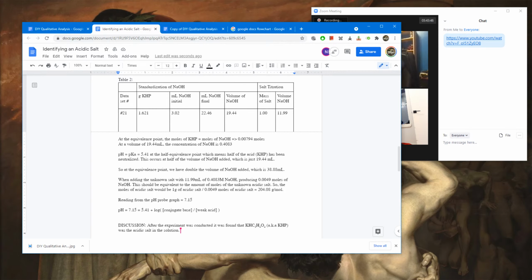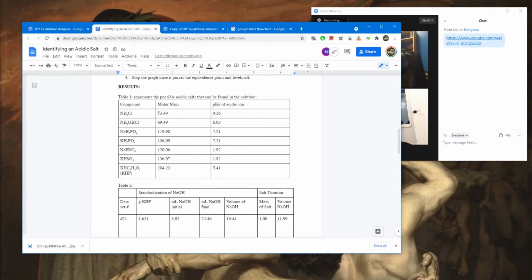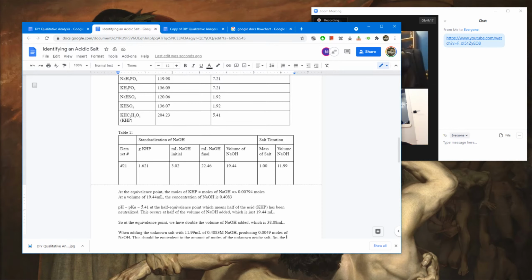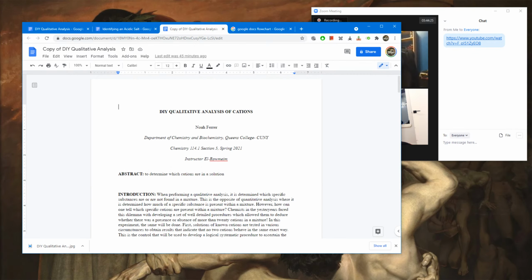All you need to find is basically the molar mass and the pKa. So we got the pKa here, 5.41. Got the molar mass here. In other words, we determined that it was KHP. Alright, perfect. And then I can just do the conclusions and abstract. That'll be easy then. Shouldn't be a very long discussion. I'll just make up 2 sentences of error.